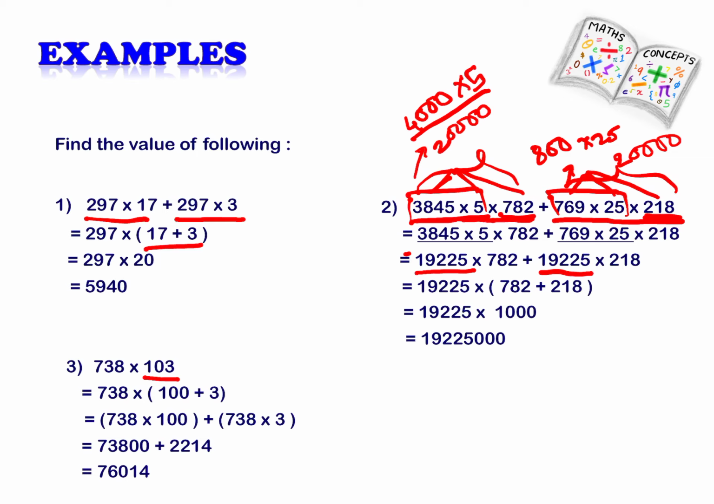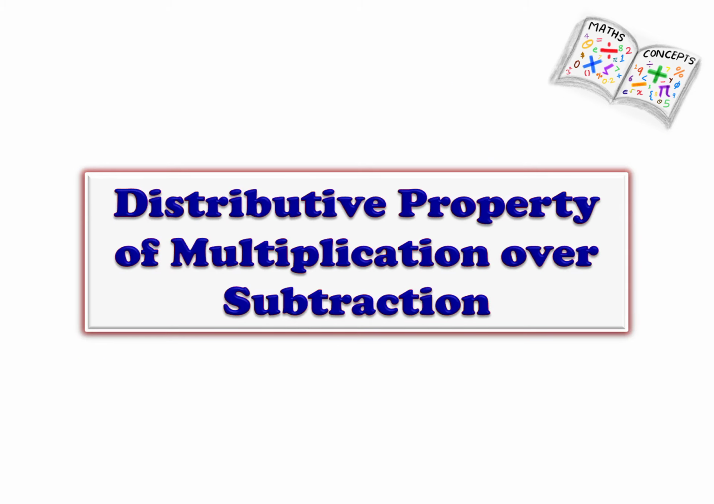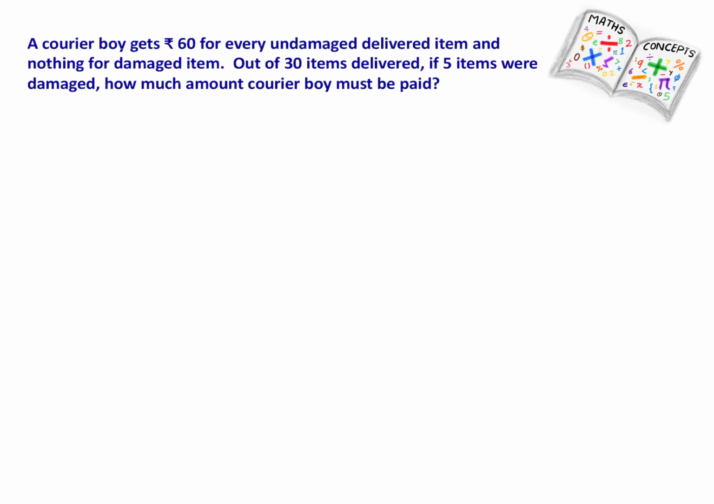Okay, so this was all about distributive property of multiplication over addition. Now let's see distributive property of multiplication over subtraction. Similar to the earlier case, let's consider one example here. A courier boy gets ₹60 for every undamaged delivered item and nothing for a damaged item. Out of 30 items delivered, if 5 items were damaged, how much amount must the courier boy be paid?